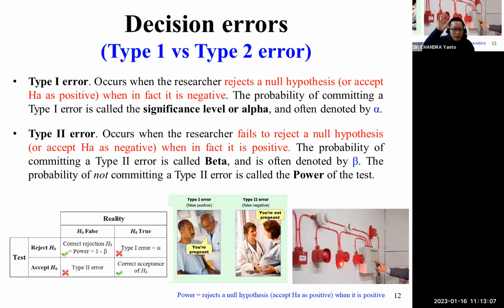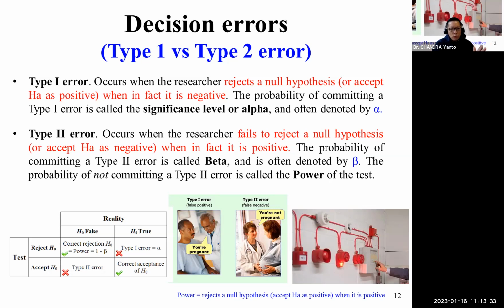So if your test results and the reality are the same, match, then you have a correct rejection. You can reject the H null and accept the H. You can have a correct rejection of H null. So that will give you power, or 1 minus beta value. We're going to talk about it later.